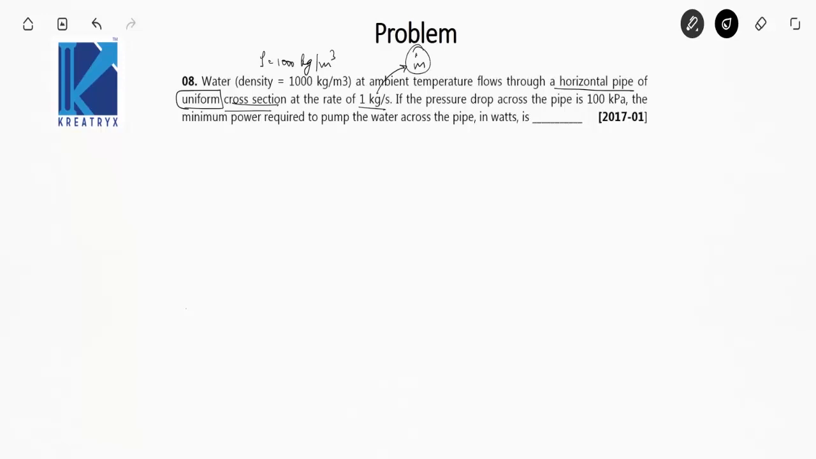If the pressure drop across the pipe is 100 kilopascal, the minimum power required to pump the water across the pipe is, okay, so m dot is 1 kilogram per second. Suppose this is the horizontal pipe. This is m dot. Rho is 1000 kilogram per meter cube, and the pressure drop across the pipe is 100 kilopascal.